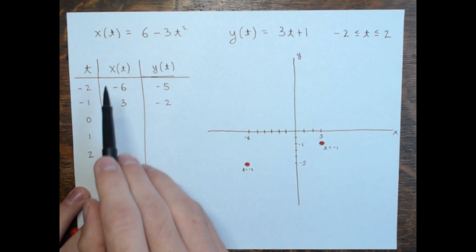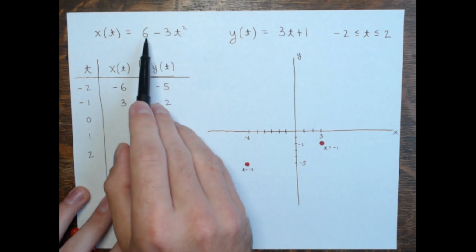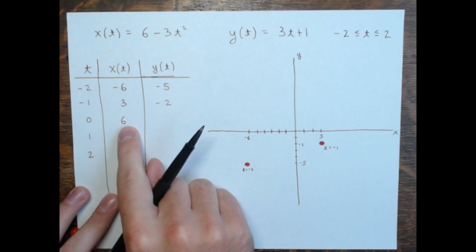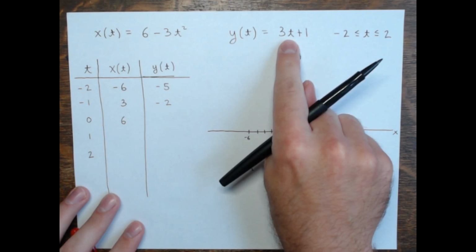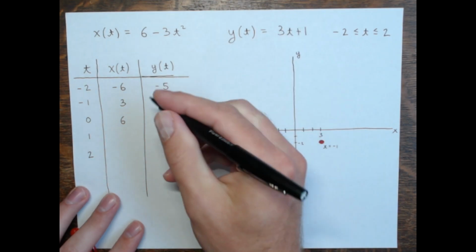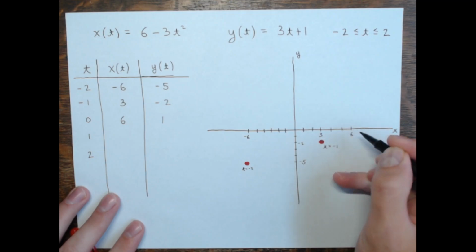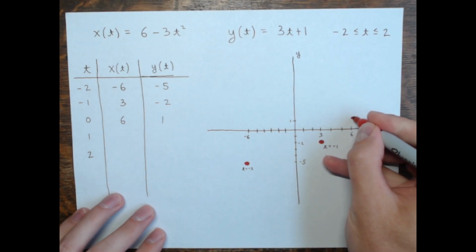All right, when t equals 0, 0 squared is 0. 3 times 0 is 0. 6 minus 0 is 6. So we're at an x-coordinate of 6 when t is 0. And when t is 0, the y-coordinate is 3 times 0 is 0, plus 1 is 1. So 6 for the x-coordinate, 1 for the y-coordinate, right? So now we're over here.